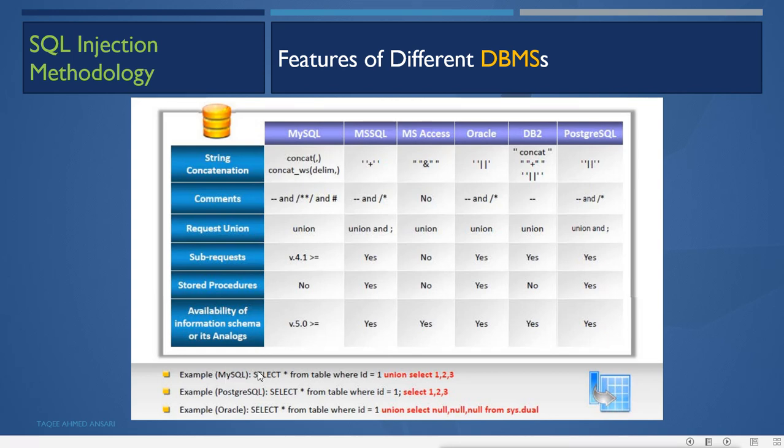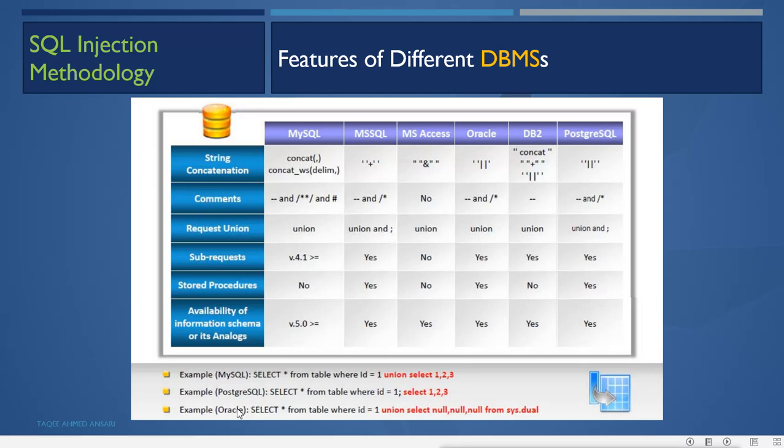So an example of a MySQL select query is like this: select star from table where ID is equal to this, where we can do union select 1,2,3, where it will show all the other IDs also. And in PostgreSQL the same query will go like this: select star from table where ID is equal to 1, and select, combining the query by using a semicolon. In MySQL it is combining the query by using the union command, and in PostgreSQL it is using the semicolon to combine the query.